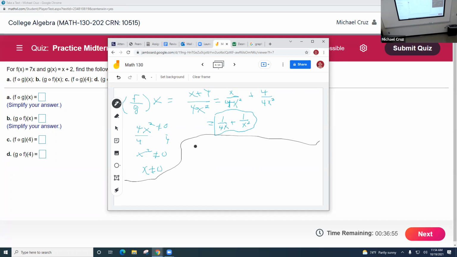All right, so f of g, f composed with g of x. And what this really means, and the way I like to look at it, is just f of, and then you're going to put g of x inside of it.